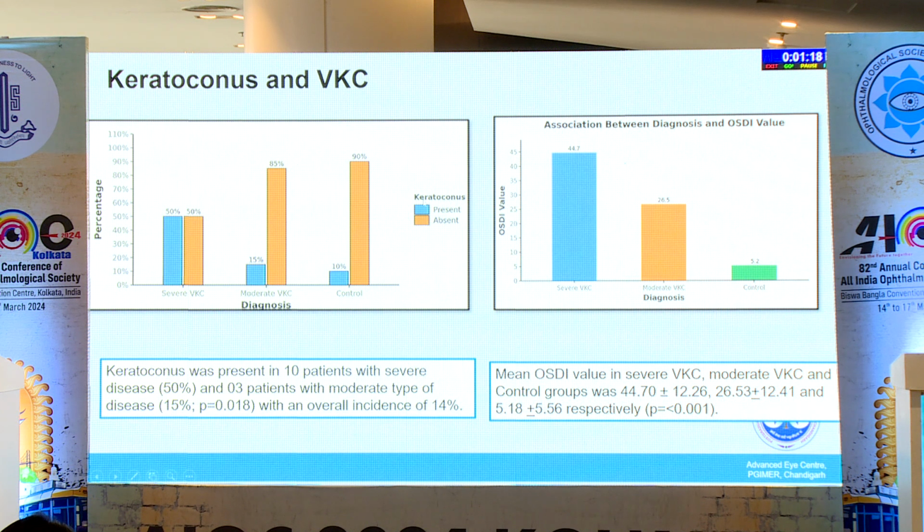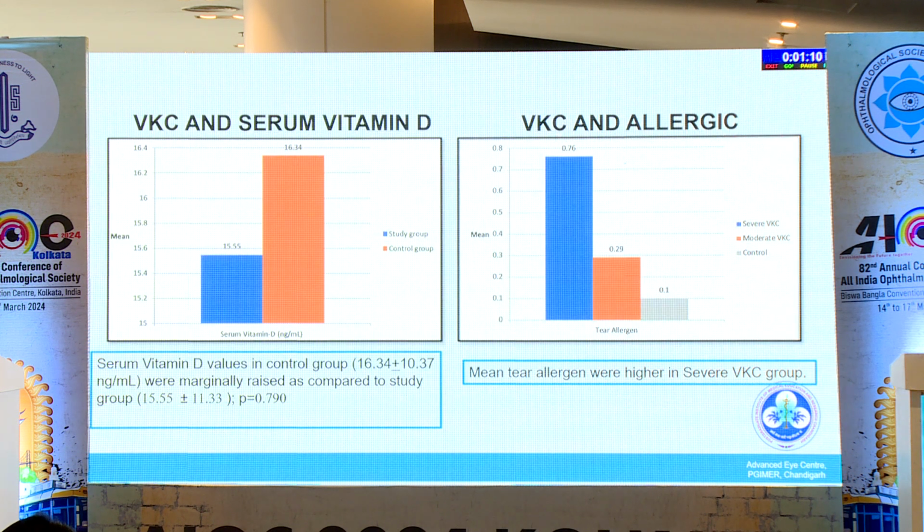But also in our study, one patient had keratoconus, and the severe VKC group had a higher OSDI score compared to the moderate and control groups. And comparing serum vitamin D levels, it was lower in study and control groups. The normal range of serum vitamin D is more than 20. Overall, the values were lower in both the groups and didn't show any significance.